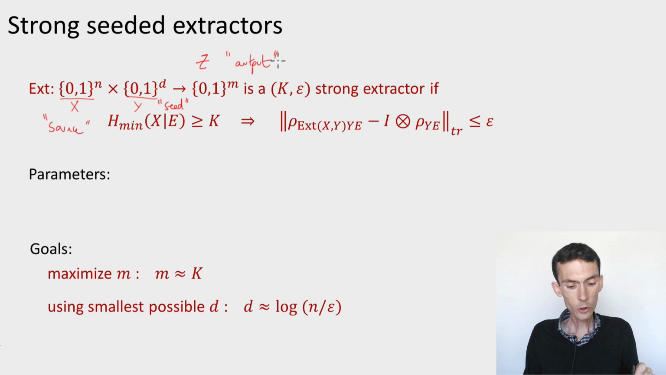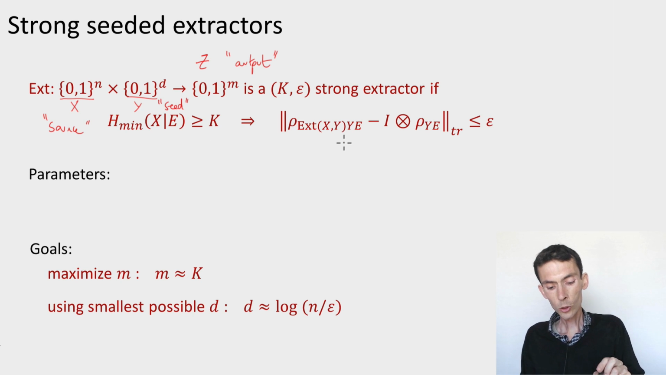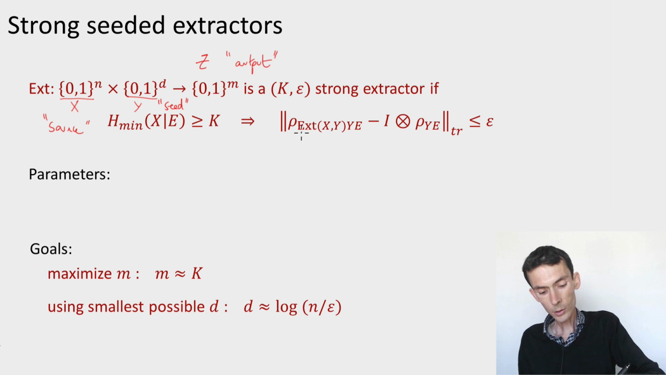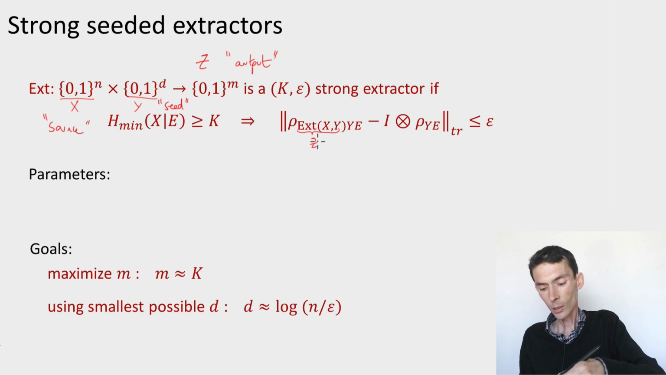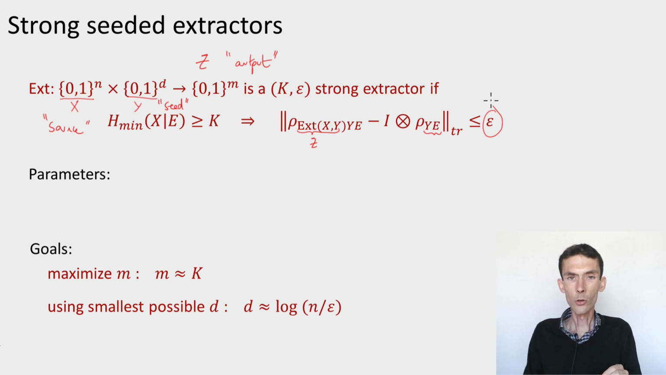And so we'll say that this function is a (k, epsilon) strong seeded extractor if it is the case that whenever x is such that the min entropy of x conditioned on side information E is at least k, then the joint state of the output z, the seed y, and the side information E is indistinguishable from the totally mixed state tensor product with the side information y and E. So this should be at most epsilon, and we'd like epsilon to be as small as possible. So that's a strong seeded extractor.